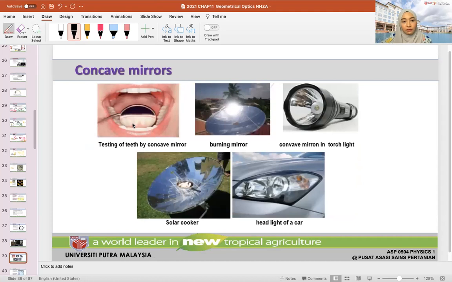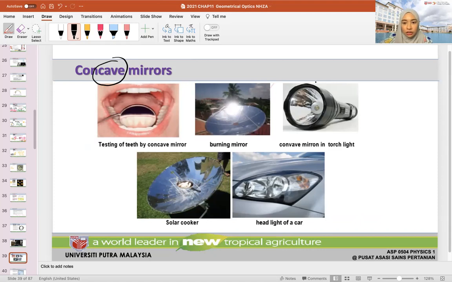And then we have concave. Concave curves inward, it's shy. Goes into a cave, whatever, cave, right? Okay, so dentists use concave mirrors. It's slightly curved inside, if you notice. And they look at the teeth using the concave mirror.